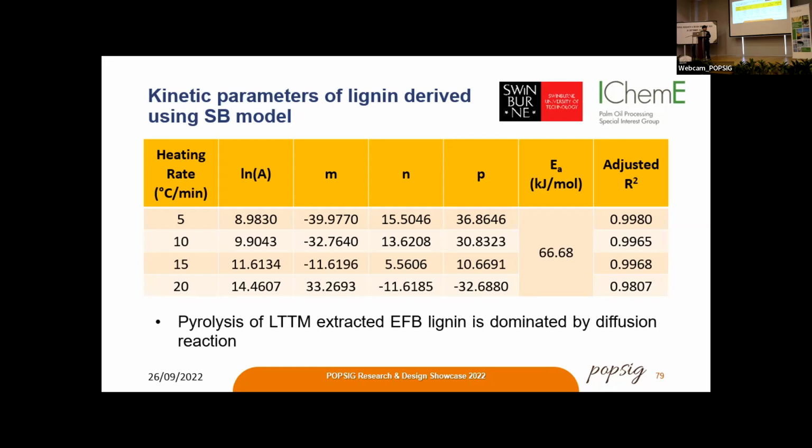After that, the activation energy was plugged into the Sestak-Berggren model to find the reaction mechanism. We found that the pyrolysis of extracted lignin from EFP was mainly dominated by diffusion reaction, as shown here. It was also calculated that the adjusted R squared is more than 0.98, which means that the fitting is high.